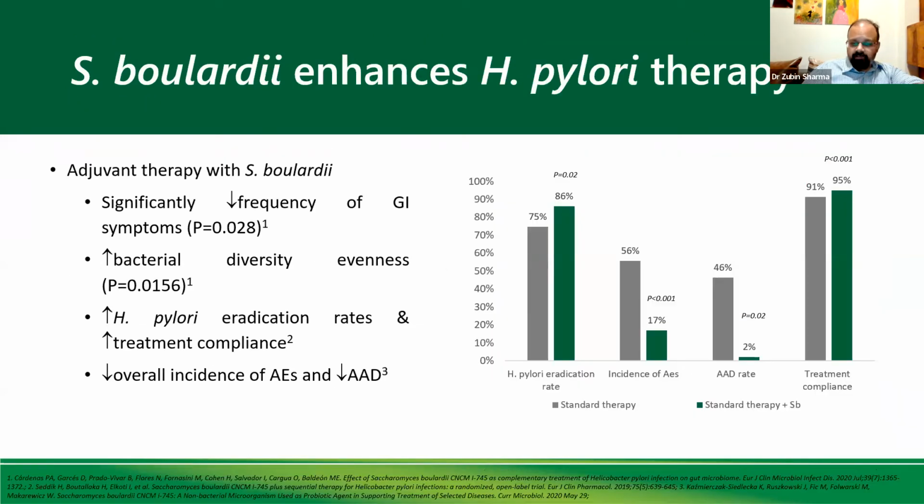And in H. pylori, it has recently been shown that it has to be a part of the H. pylori eradication program. If you add Saccharomyces, you will have a higher clearance of H. pylori, as well as a better treatment compliance, because it does mitigate the effect of the multiple antibiotics you are going to give as a part of the H.